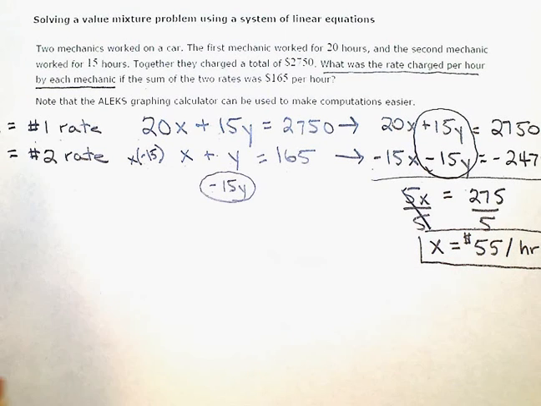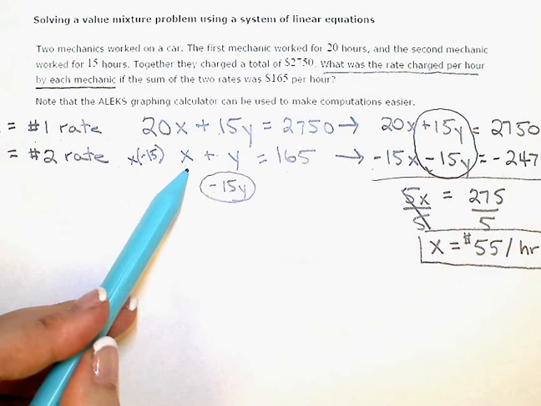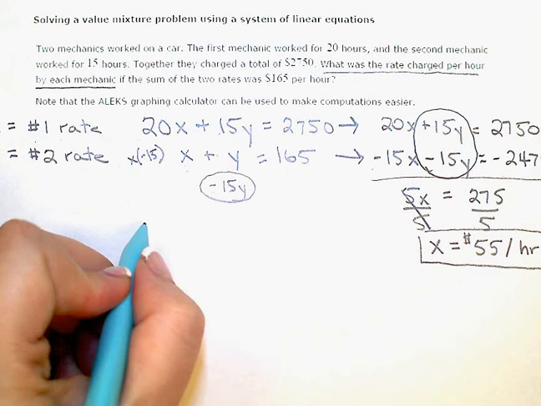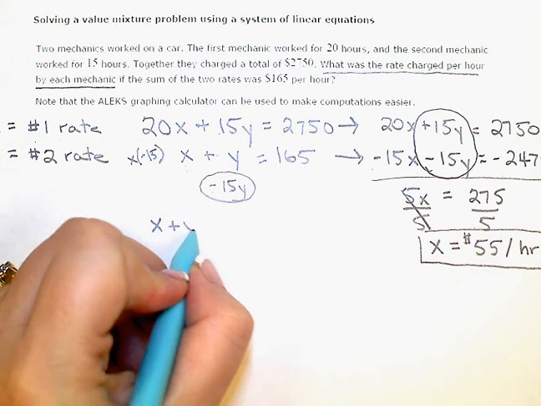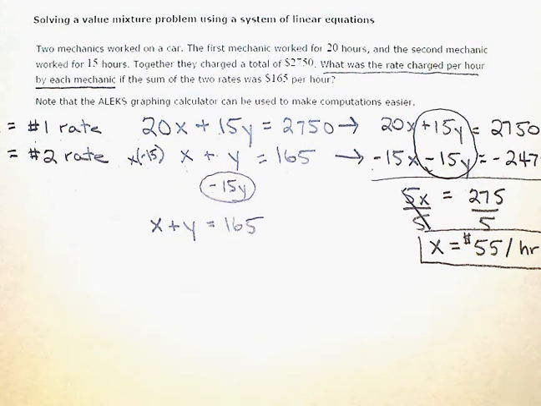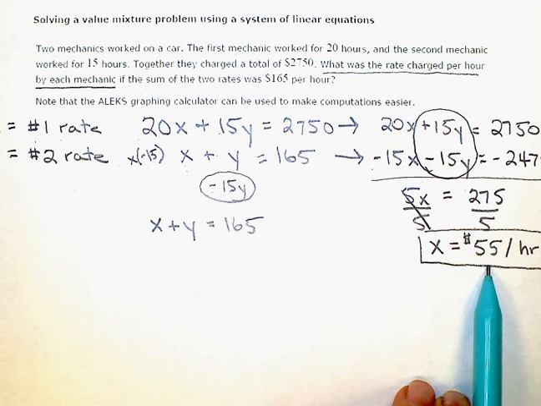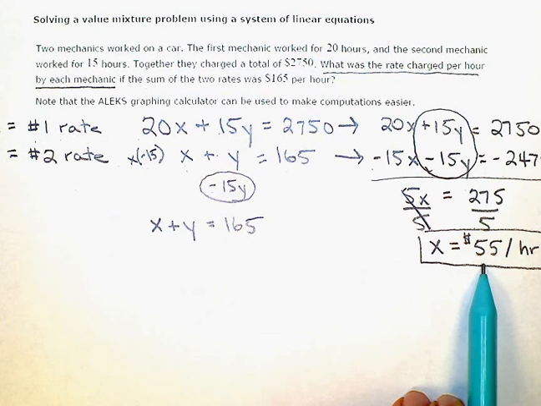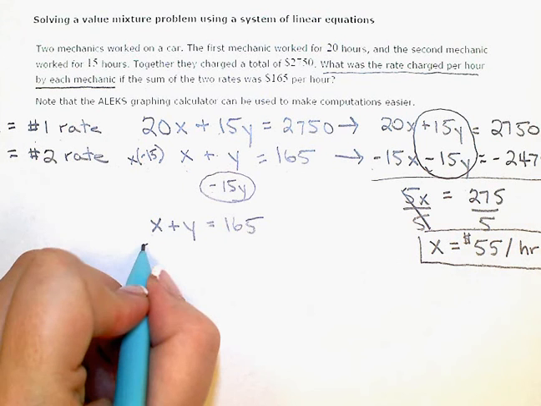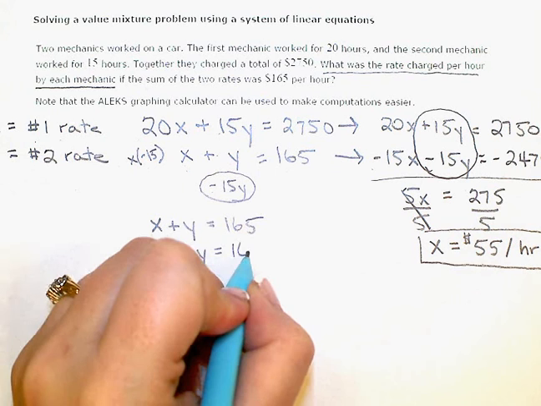Okay, now I need to figure out mechanic number two's hourly charge or hourly rate. So I'm just going to go back to one of these two original equations. This is the simpler one, so I'm going to use that one. So x plus y equals 165. And I'm going to replace this x with 55 since I already figured out what the x value is. So 55 plus y equals 165.